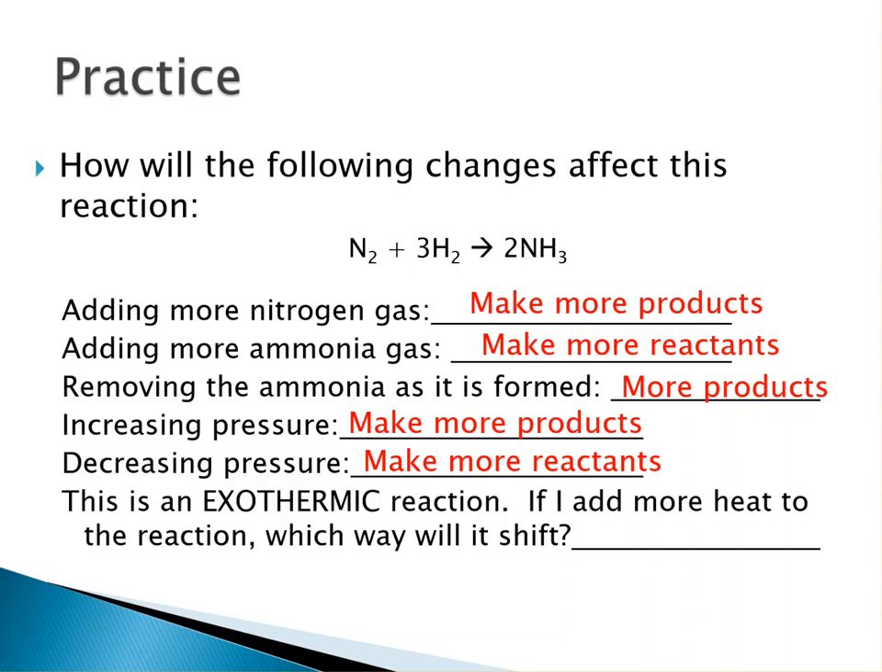So this is an exothermic reaction. So in an exothermic reaction, remember heat is a product. So if you add more heat, you're adding more products. If you add more products, it shifts back toward reactants. You can all do this.